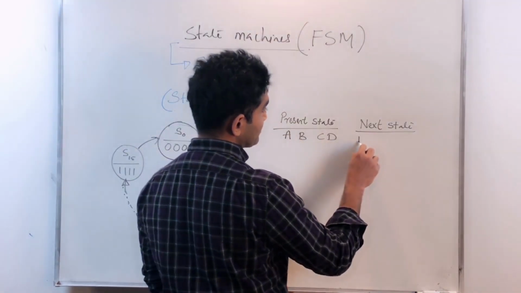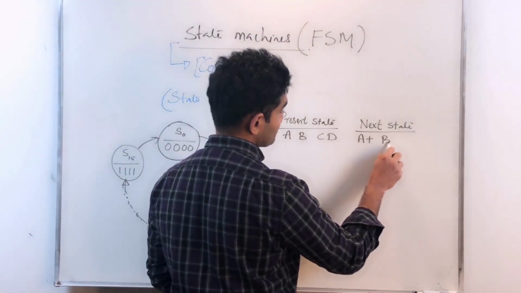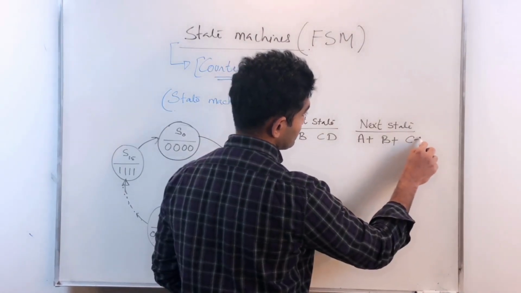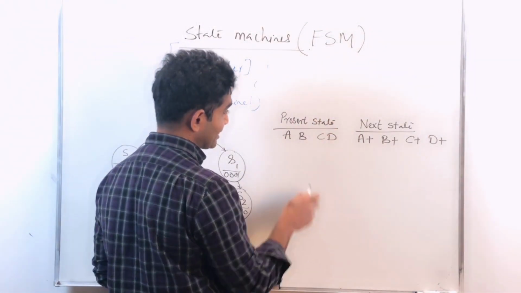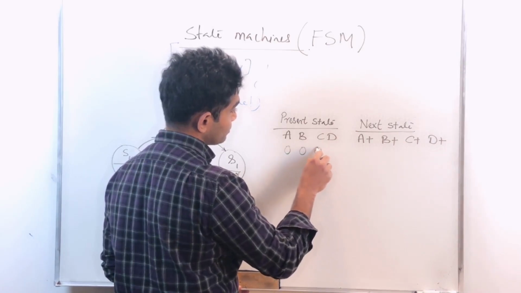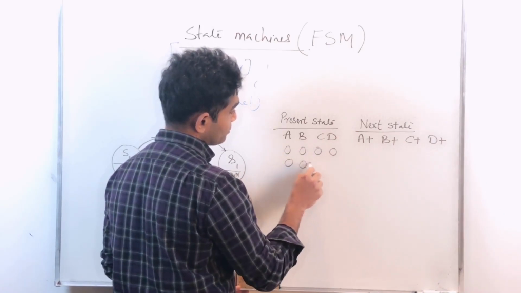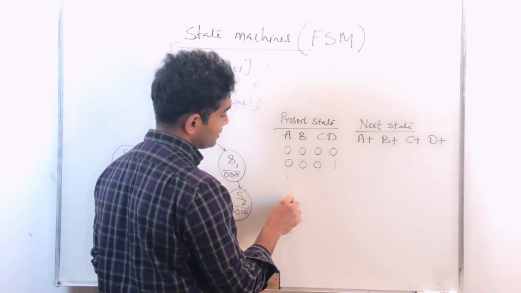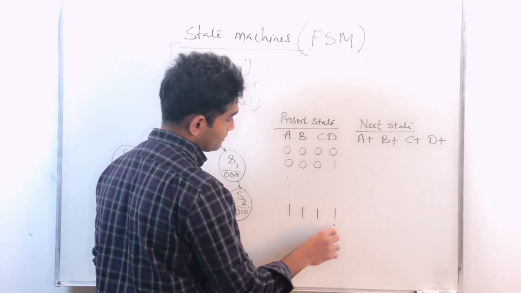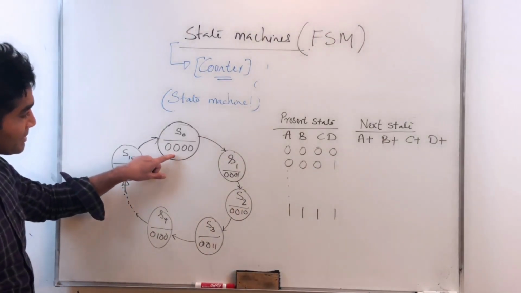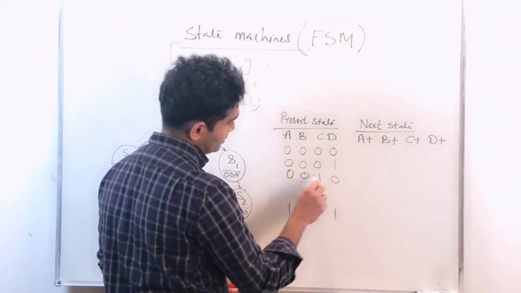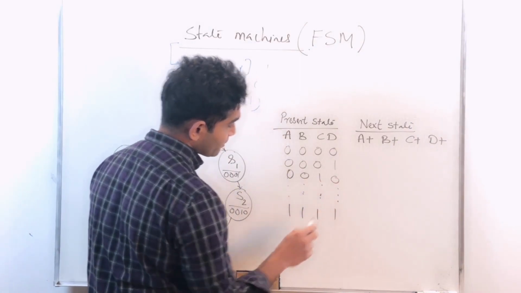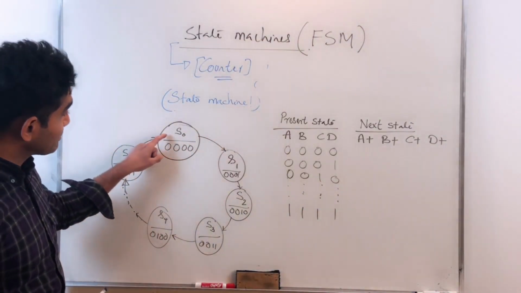The next state is expressed as A plus, B plus, C plus, D plus. Okay. And I look at all possible combinations in the present state. So I have 0, 0, 0, 0, 0, 0, 0, 1, so on, all the way down to 1, 1, 1, 1. Okay. Now going back to my state table, let me actually put one more here, 0, 0, 1, 0, so on. Now let me actually go back to the state table and then look at the transitions.